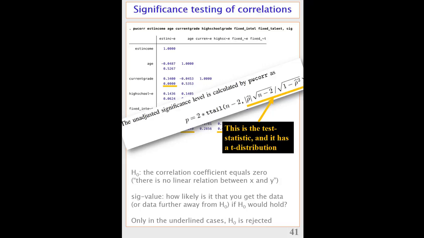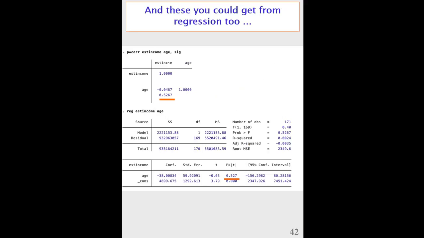Okay, let's see. Again, this is correlation. Correlation is related to simple regression, so it should be the case that we can find this too somehow in the output of the regression command. We can. Estimated income by age and the significance level, and we see here the correlation is 0.04, or minus 0.04, which is not significant because this value over here is 0.53, which is way above 0.05, and that same number we see exactly in the regression over there.